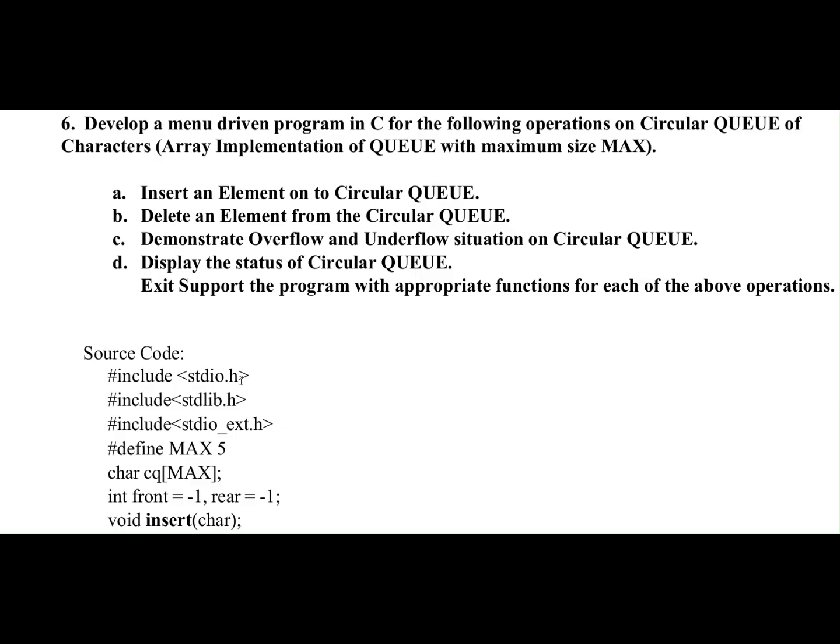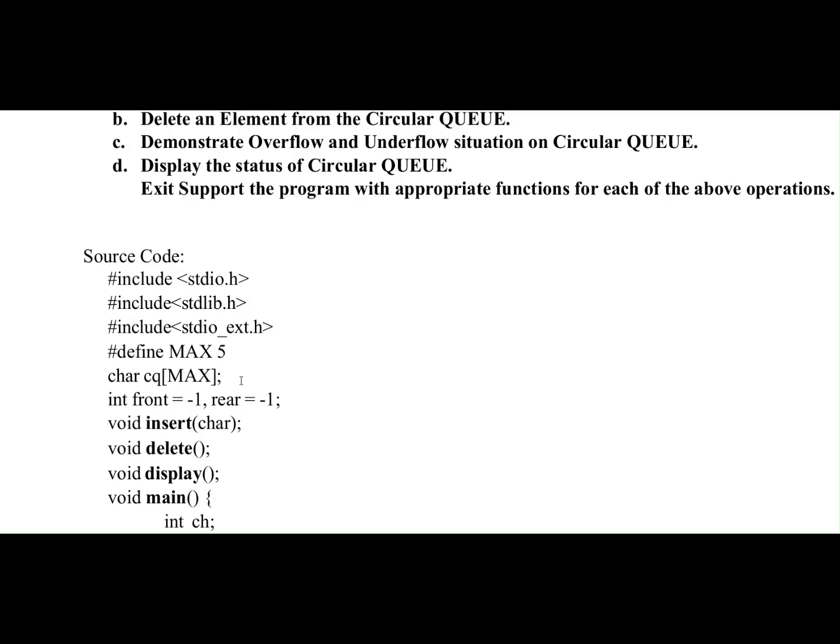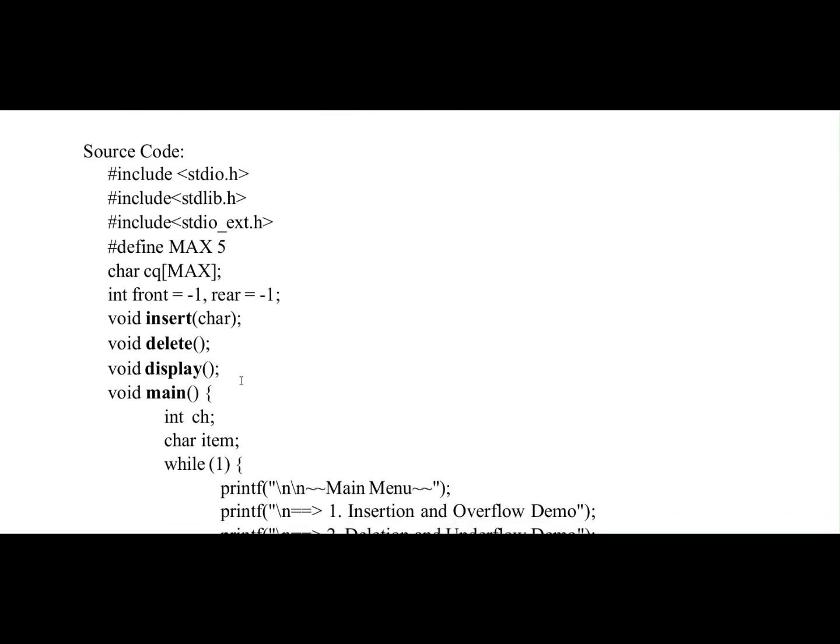So we have included three header files: stdio.h, stdlib.h, and process.h. We have defined the maximum size of the circular queue as 5, and we have taken an array of characters CQ of maximum size max. We have taken int front equals -1, rear equals -1, which specifies the queue is empty. We have declared functions void insert, void delete, void display.